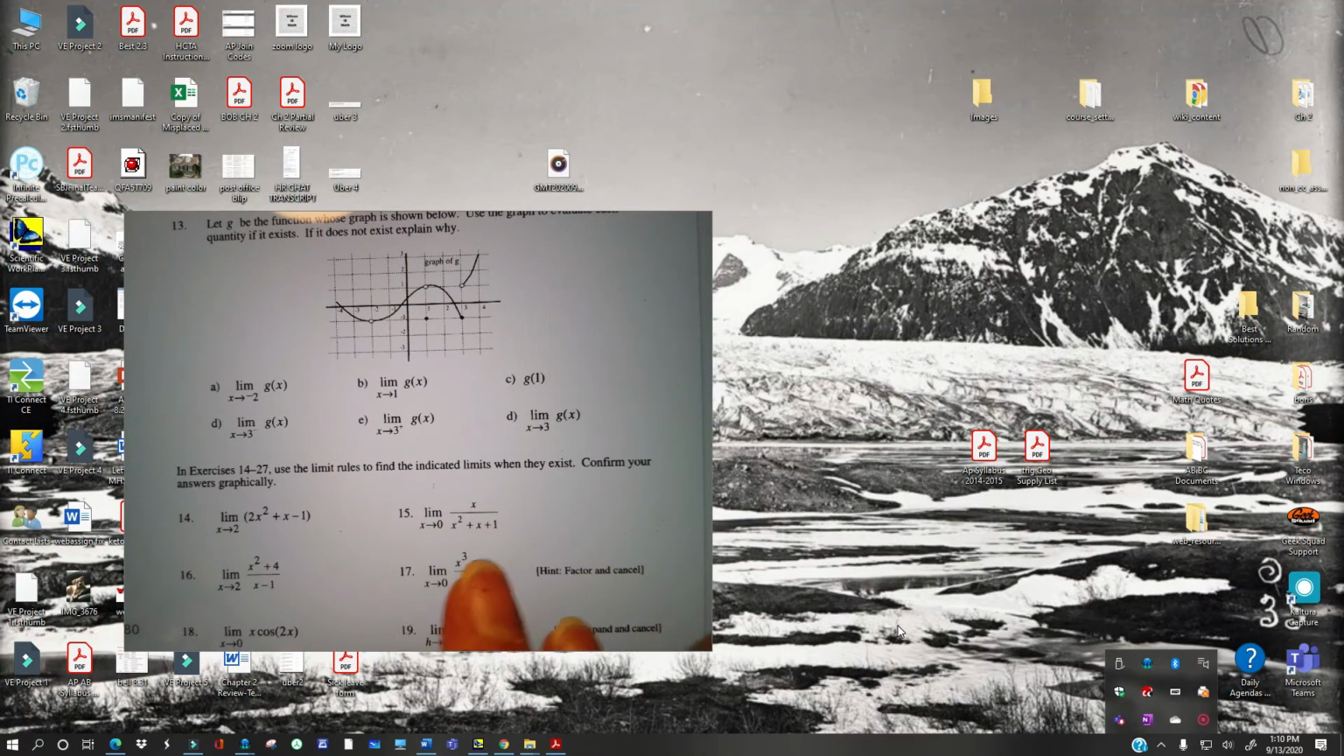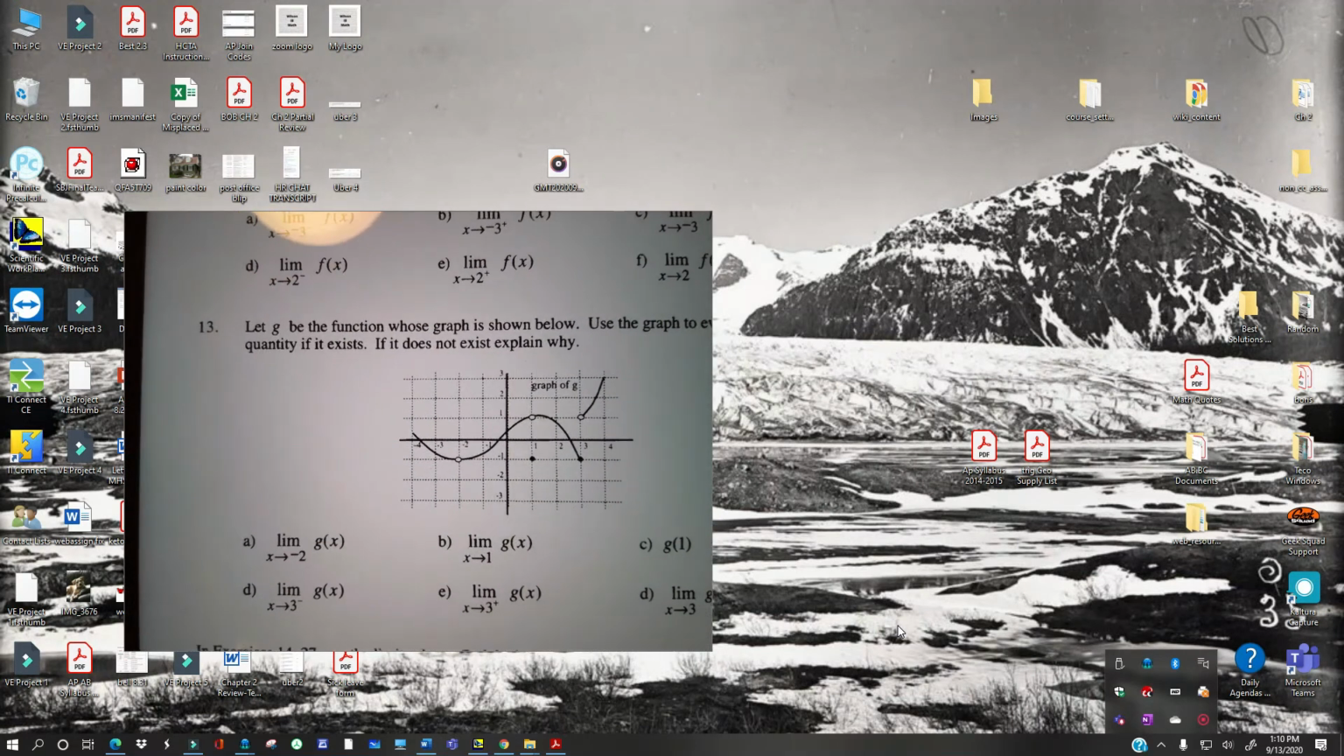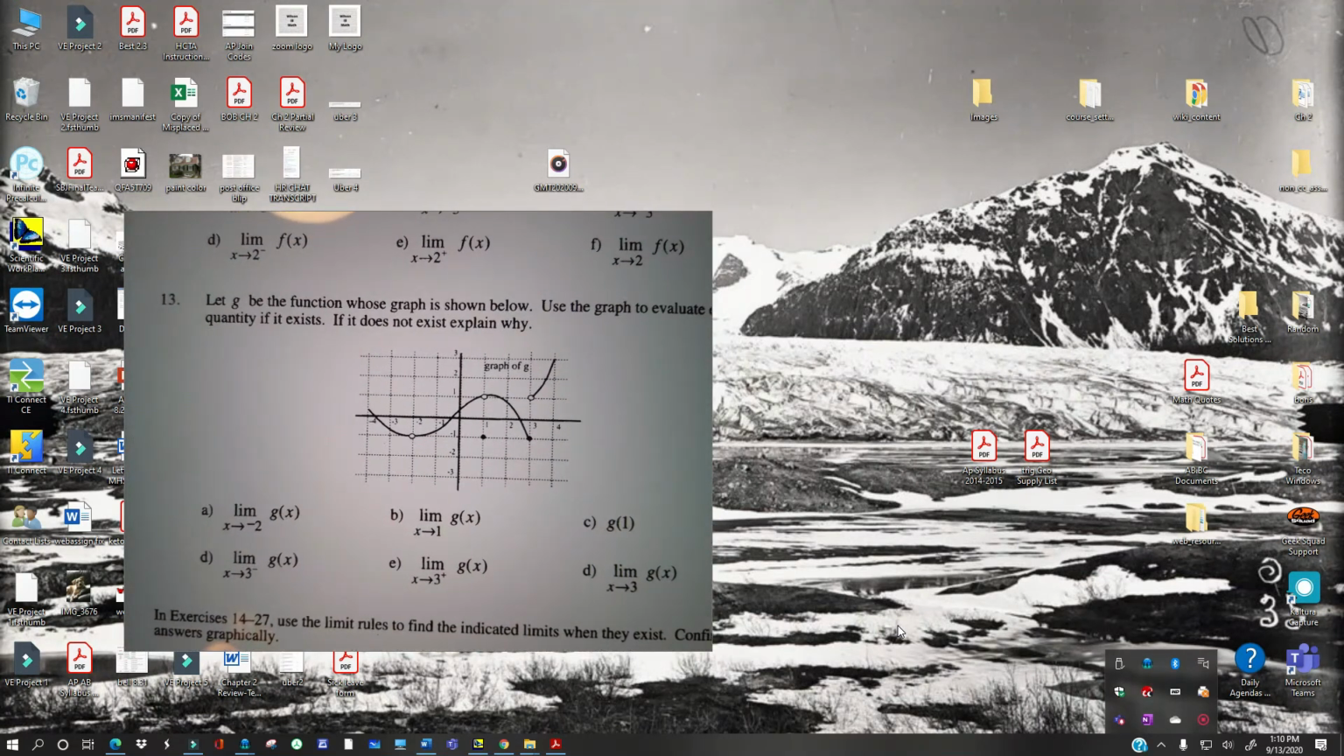Let's see, number 13. Yeah, I'll just use the iPad. Number 13, we're looking for the limits at various points here. Okay, this is the function g, and we want to use the graph to evaluate each quantity. So in the first one here, it says the limit as x approaches -2.